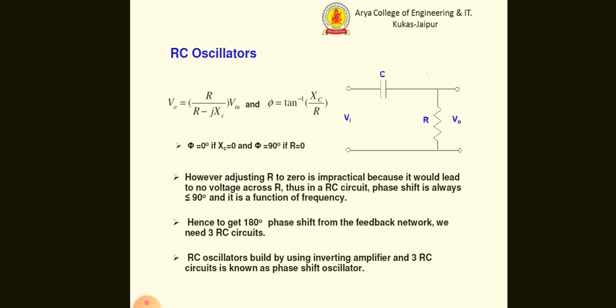However, adjusting R to 0 is impractical because it would lead to no voltage across R. Thus, in the RC circuit, the phase shift is always less than or equal to 90 and is a function of frequency. So, to get a 180-degree phase shift from the feedback network, we need 3 RC circuits. So, we can see that the RC oscillator will comprise 3 RC circuits.